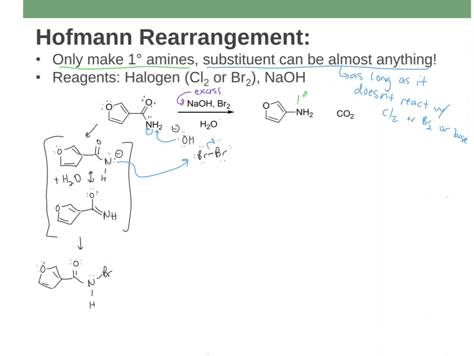Now, once we brominate it, plus Br minus, that nitrogen's hydrogen becomes even more acidic. Halogens like chlorine, bromine and fluorine are electronegative, so they pull some electron density away. So now this second hydrogen becomes even more acidic, and we're able to pluck that off.